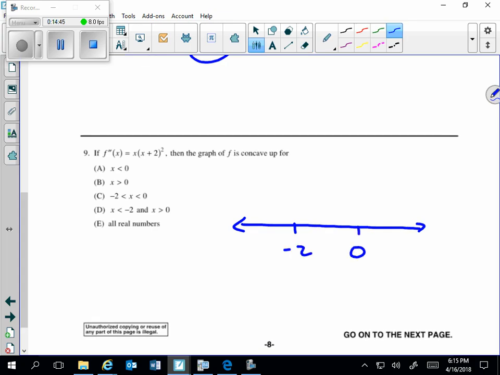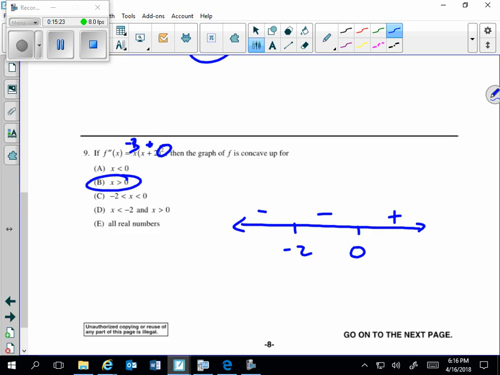When x is bigger than 0, like 3 or 4 or something like that, this is going to be positive. When x is less than 0, between negative 2 and negative 1, something like a negative 1, this is negative because I have a negative 1 times a positive whatever. And then when I go to the left of negative 2, something like a negative 3, this becomes a negative 3, and this stays positive because of that squared. So it's still negative. Concave up when x is greater than 0.